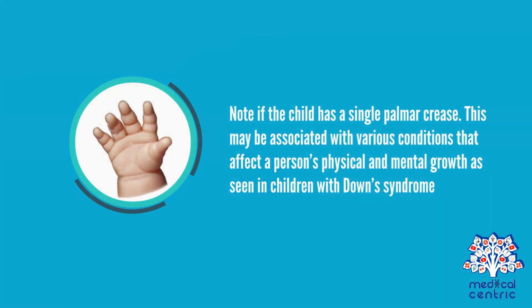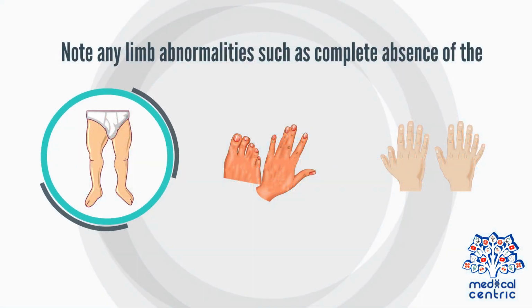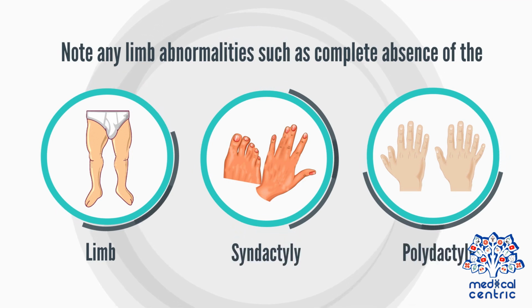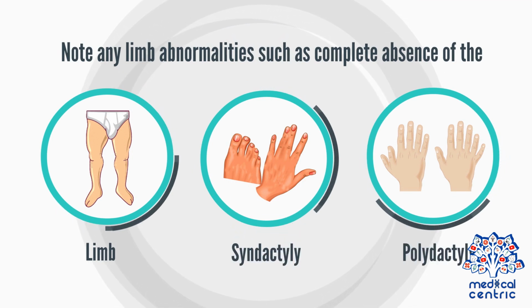Note if the child has a single palmar crease. This may be associated with various conditions that affect a person's physical and mental growth, as seen in children with Down syndrome. Note any limb abnormalities, such as complete absence of the limb, syndactyly, or polydactyly.